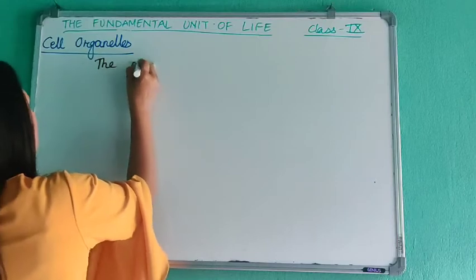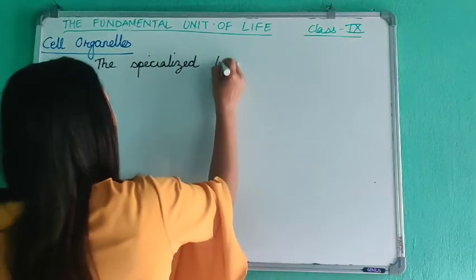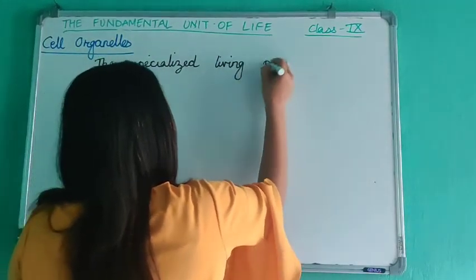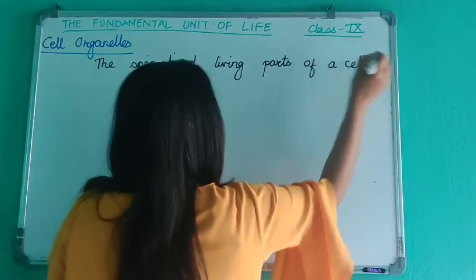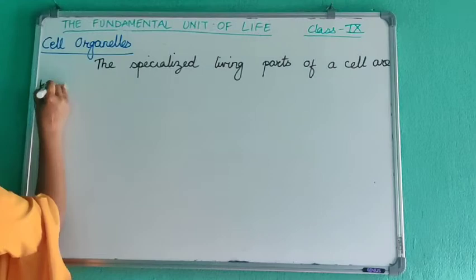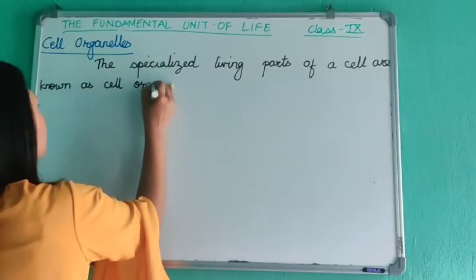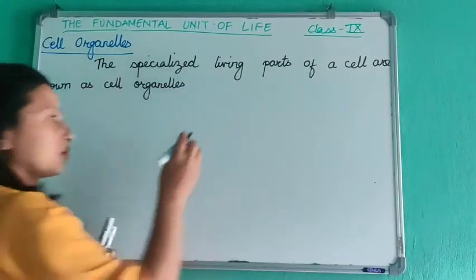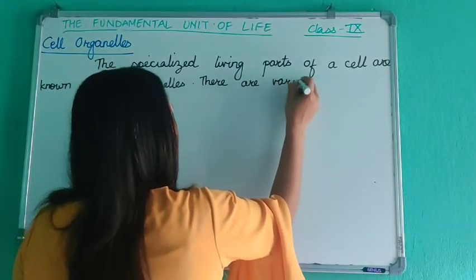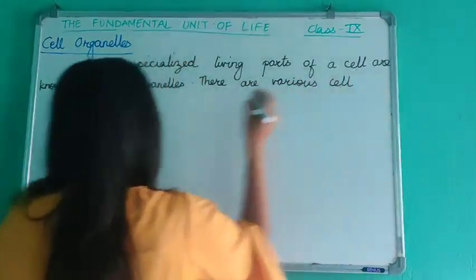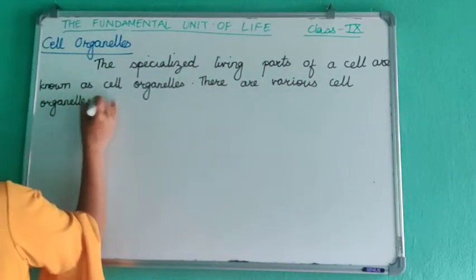The specialized living parts of a cell are known as cell organelles. Okay, these are the living parts of a cell, special living parts of a cell. There are various cell organelles. Let us study about these cell organelles one by one.